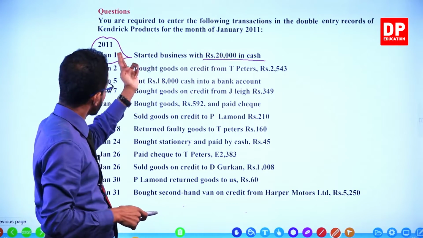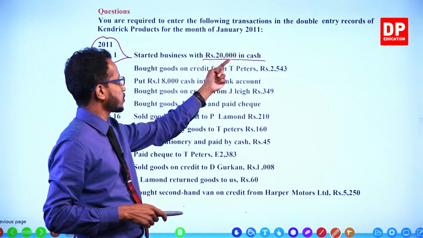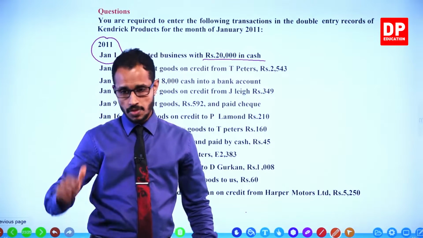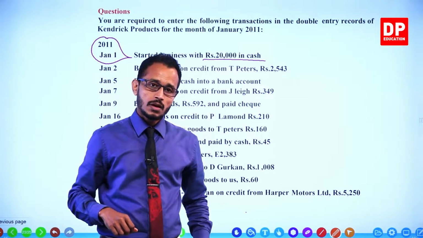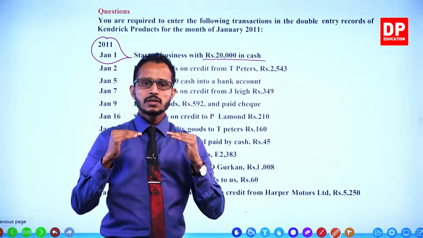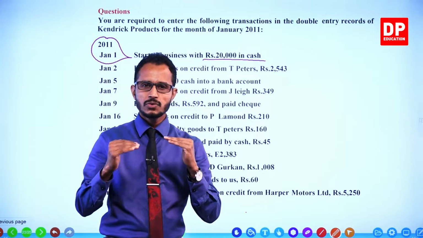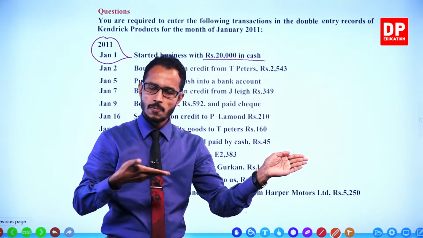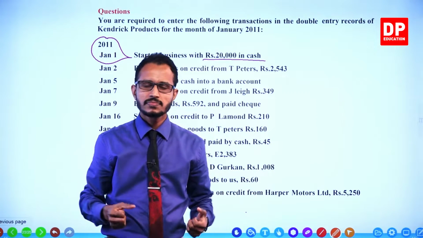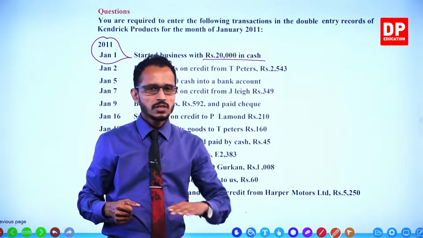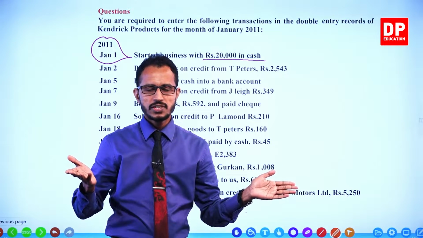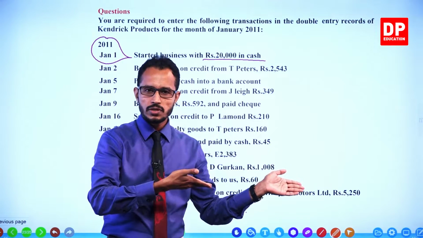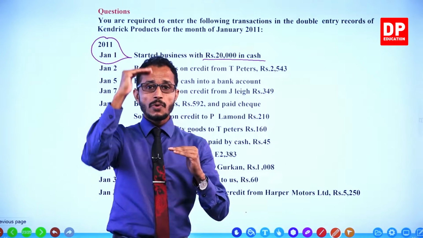Read it again. Started business with 20,000 in cash. Who brings in money to start the business? Owner. And we already recorded the cash increasing in the debit side of the cash account. What is the dual impact, children? Cash increases. We have done that. It's already recorded. What is the other component?